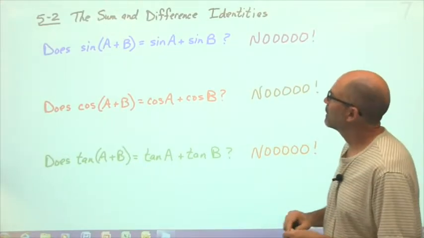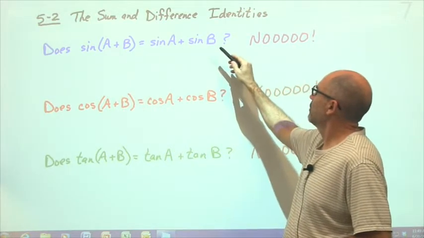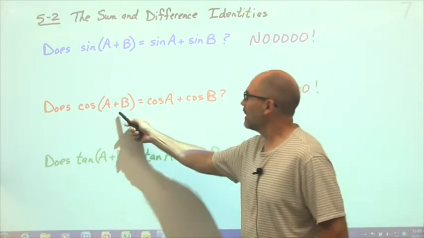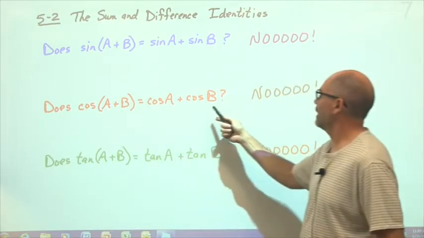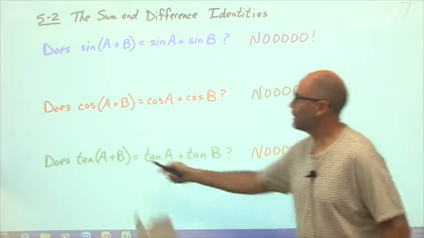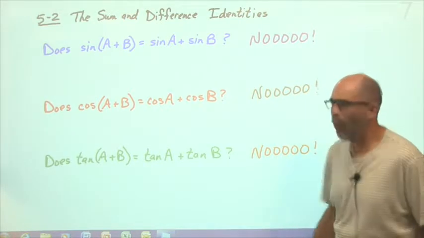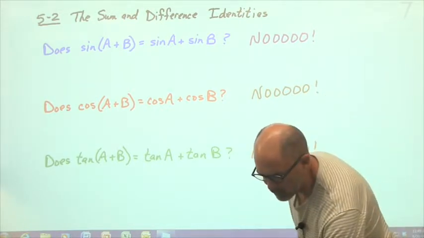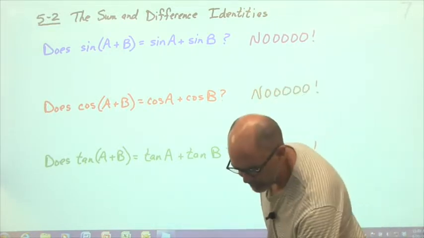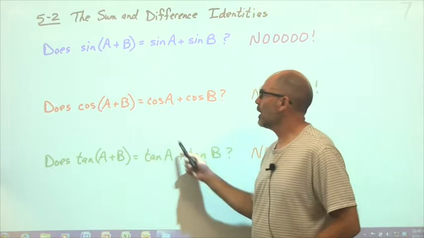Okay, does sine of A plus B equal sine of A plus sine of B? No! Does cosine of A plus B equal cosine of A plus cosine of B? No! Does tangent of A plus B equal tangent of A plus tangent of B? No! Okay, that's enough out of you. Okay. No, these are not true.